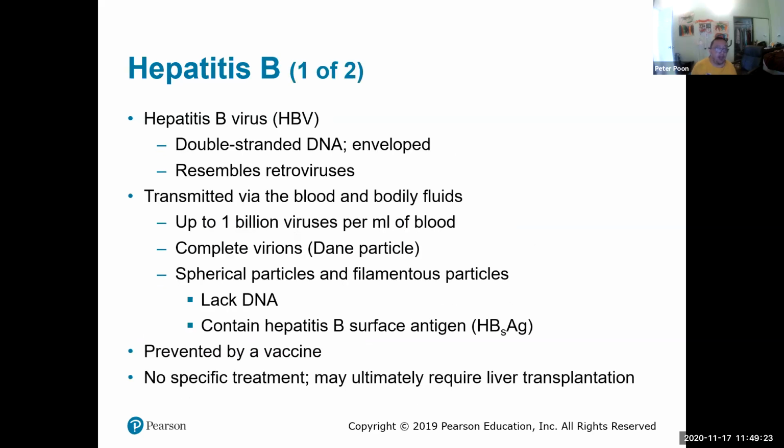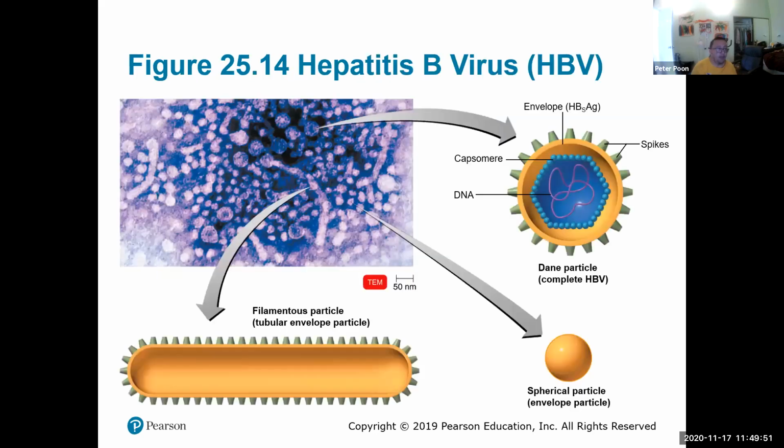Hep B and Hep C are different. Hep B is a double-stranded DNA virus that gets into the cells. It's prevented by a vaccine, but once you have it, you have it. The DNA virus gets into the cells and it'll go away. So this is Hep B.